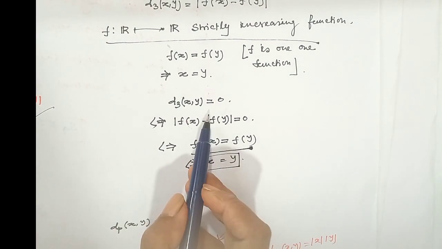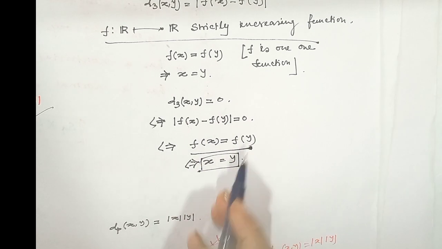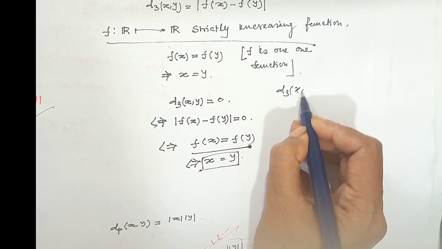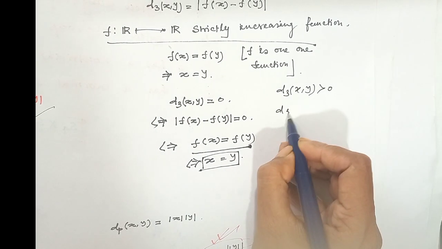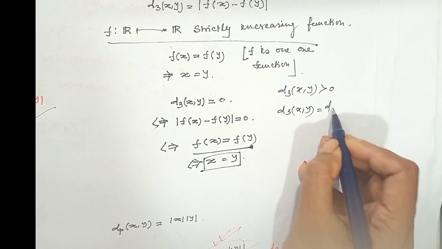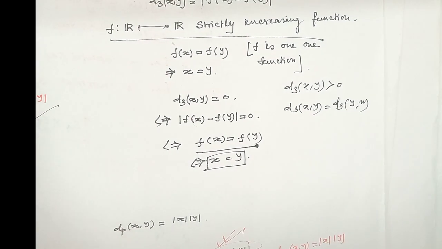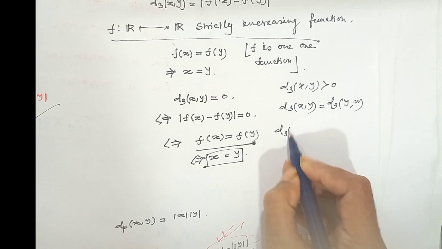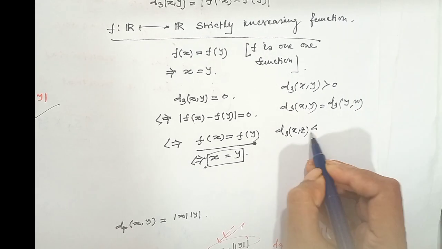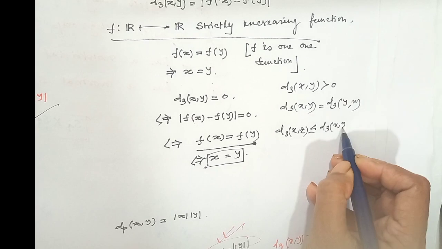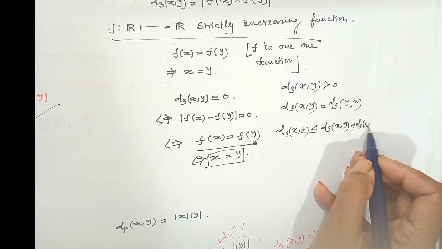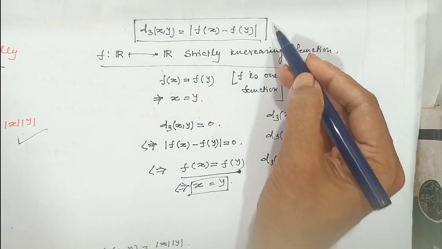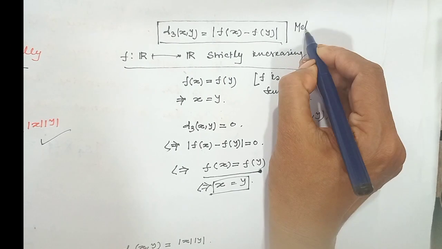That means the second property of a metric space, d3(x,y) = 0 implies x = y, is also true. Obviously this function is greater than or equal to 0, and d3(x,y) is obviously d3(y,x). This is always symmetric, and this type of function always satisfies the triangle inequality: d3(x,z) ≤ d3(x,y) + d3(y,z). So d3(x,y) = |f(x) - f(y)|. Obviously it is always a metric space.